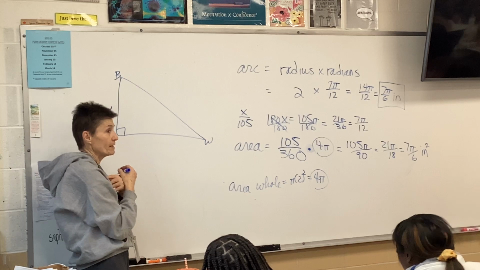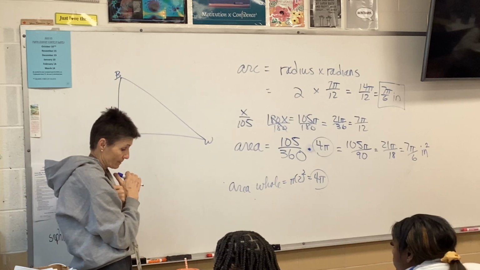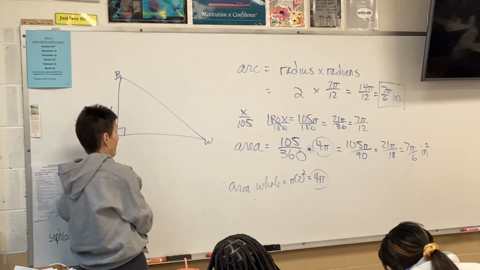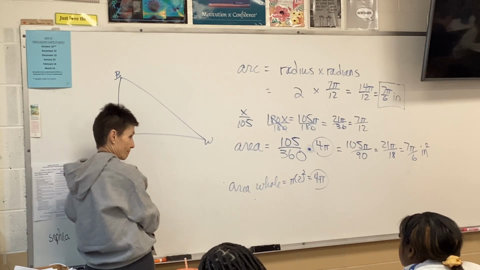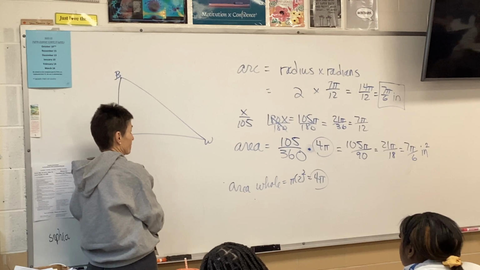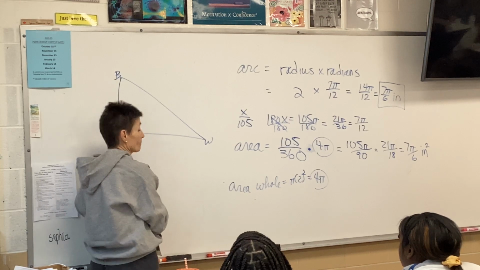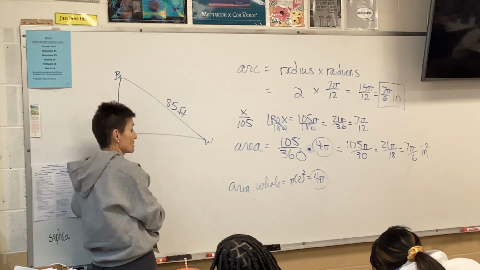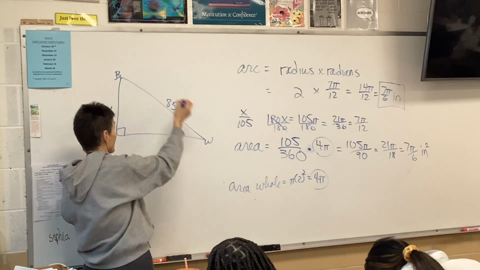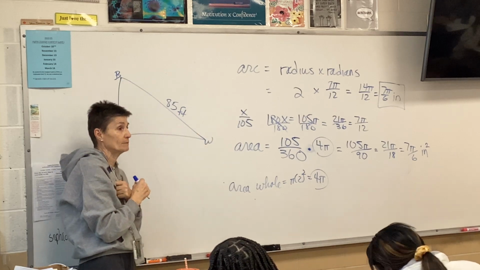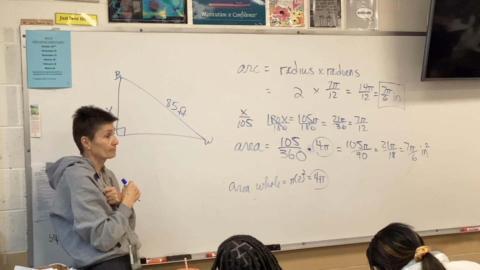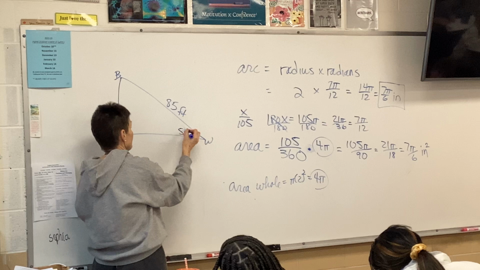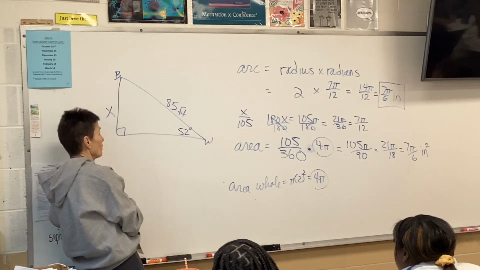Height of tree. Where does the 85 feet go? The hypotenuse. Because the problem tells me that the bird and the worm are 85 feet apart. It says that. And then where does the 52 go? Right here. That's where your angles of elevation and depression always go.